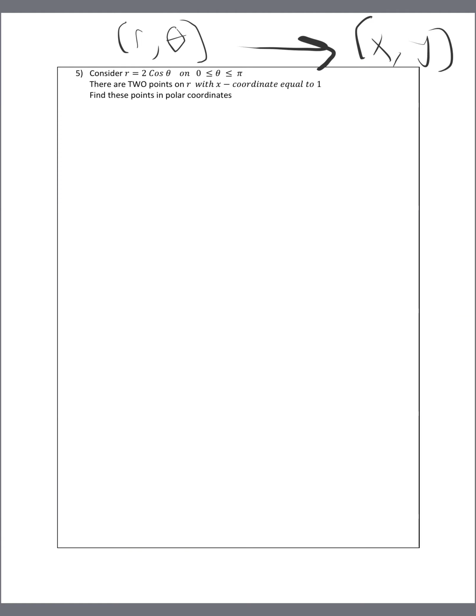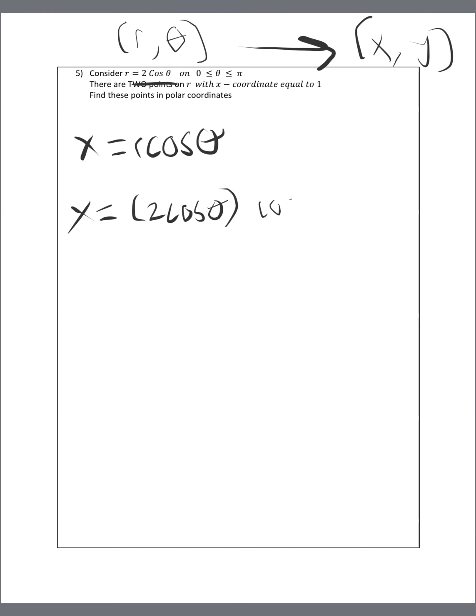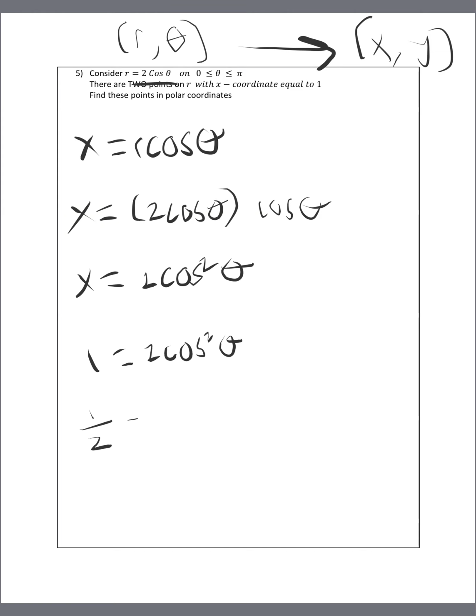Remember, it's very easy to switch between the two because we know the formula for x is equal to r times cosine of theta. We already know r, so all we're going to do is plug in r. So we have 2 cosine of theta times cosine of theta. And now we know that this is equal to 2 cosine squared. And it's telling us that this x coordinate is equal to 1. So we're just going to plug in 1, right? And at this point, we know that we're looking for a value when cosine squared of theta is equal to 1/2.